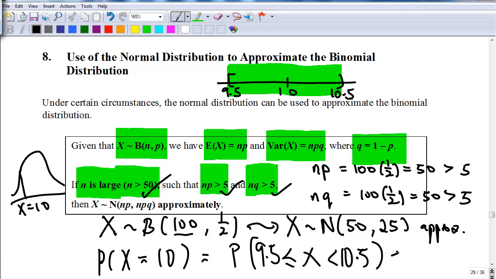Now, this probability will not be 0. There will be an area under the graph. What I've done is called continuity correction, and this is seen in the next section.